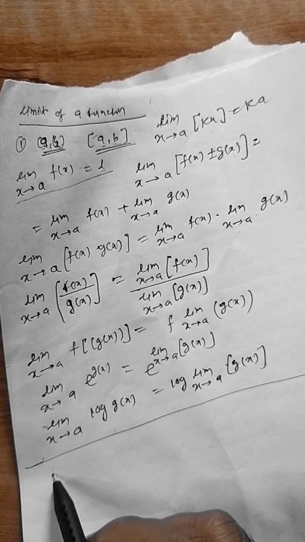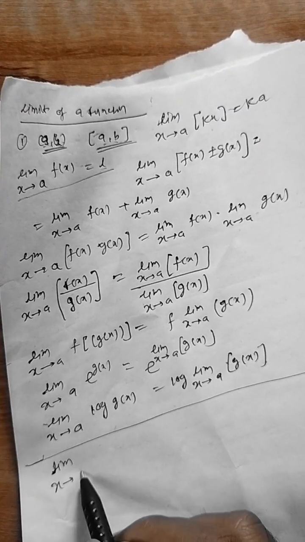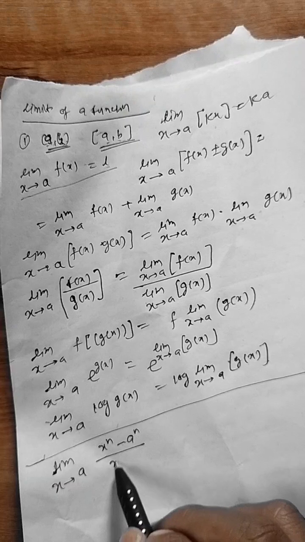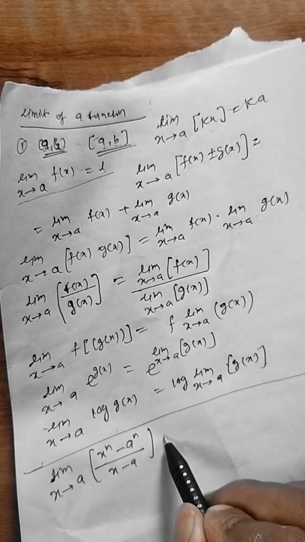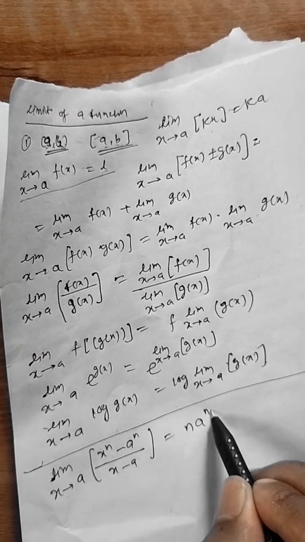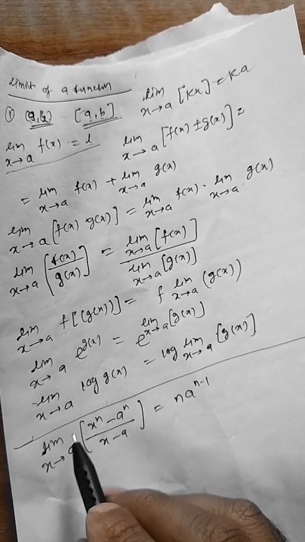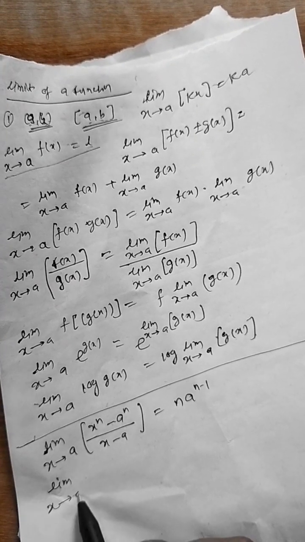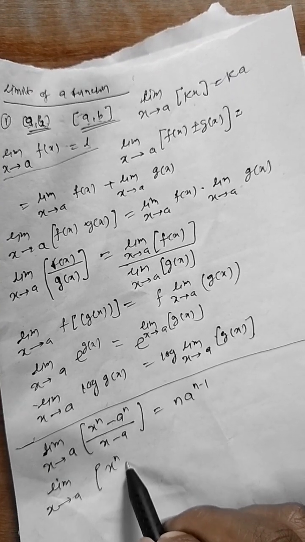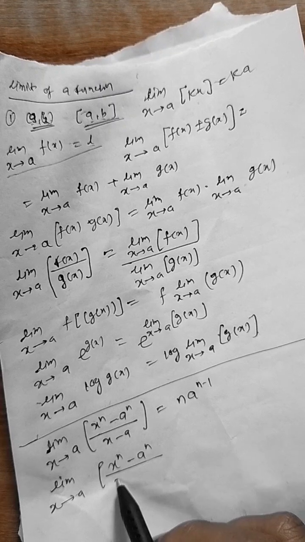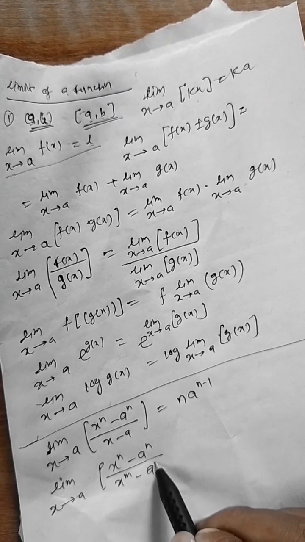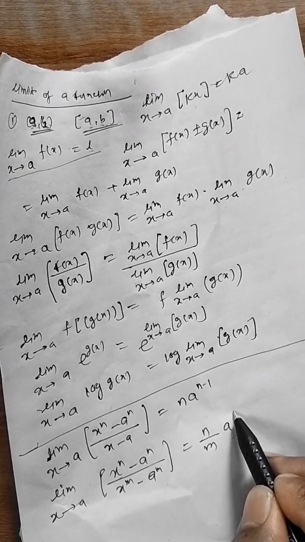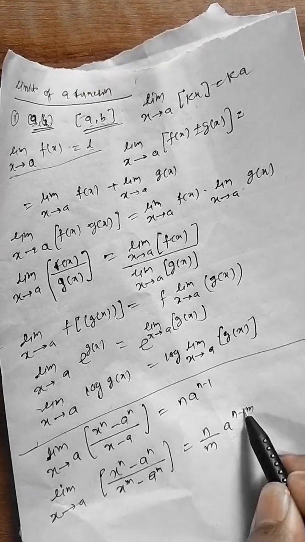Standard formulae: limit x tends to a, (x raised to n minus a raised to n) upon (x minus a) is equal to n into a raised to n minus 1. Limit x tends to a, (x to the power n minus a to the power n) upon (x to the power m minus a to the power m) is equal to n by m into a to the power n minus m.